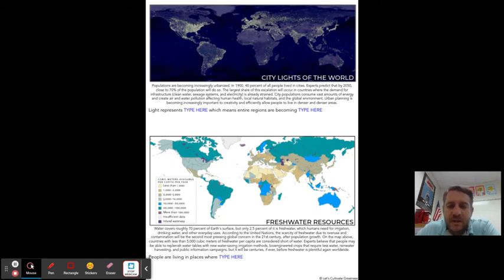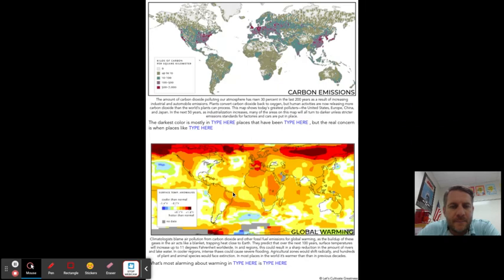Freshwater resources. Remember, freshwater is a major need, and a lot of places have a really hard time getting it. So just answer, and again, people are living in places where? Think about these maps up here and then combine it to this map here. Next one is carbon emissions, which we talked about a lot in here. Just answer, the dark color is mostly what? Just fill in the blanks.